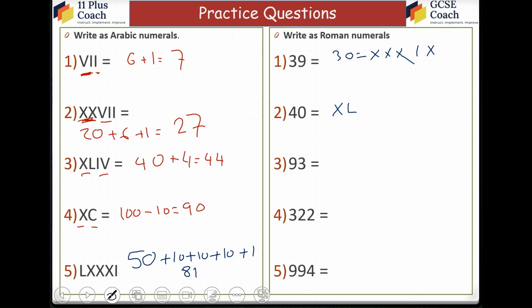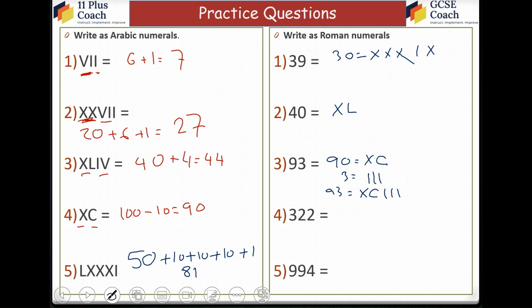Number 3 is 93. So to make 90, split them up. 90 will be 10 less than 100. So X is 10, 100 is C. So XC makes 90. And 3 obviously is III. So altogether 93 will be XCIII. Hopefully you got that right.